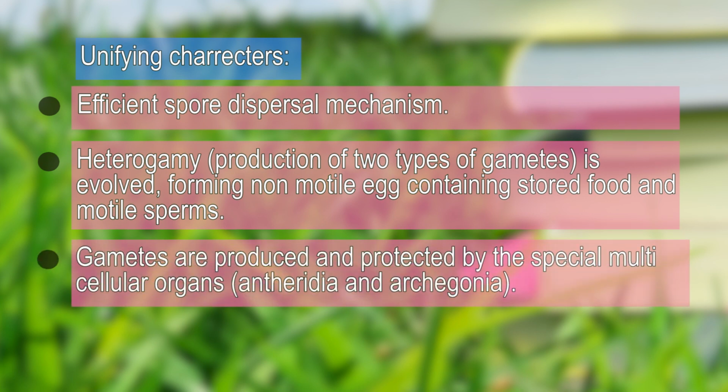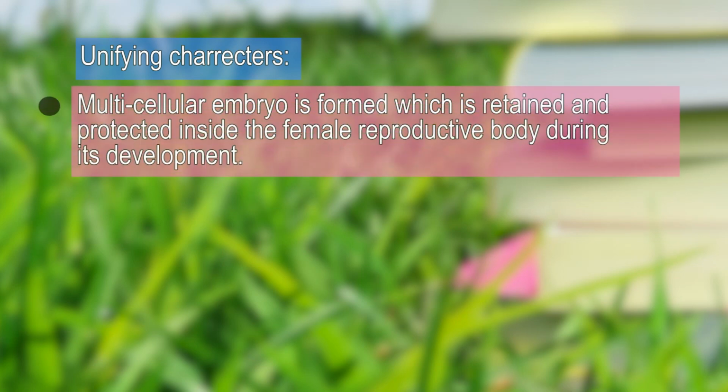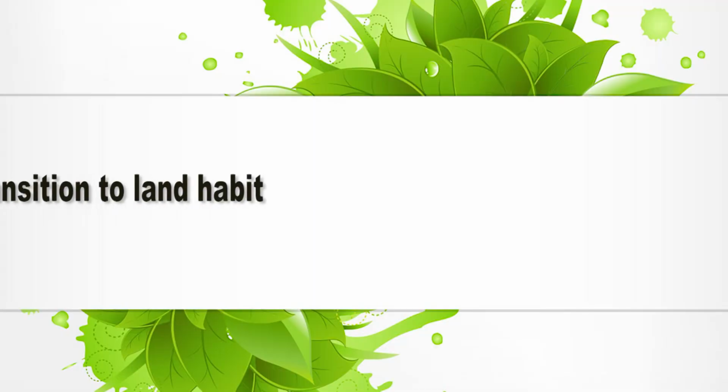Gametes are produced and protected by specialized structures called antheridia and archegonia. Multicellular embryos are formed which are retained and protected inside the female reproductive body during its development. So here we end with the general characters of the archegoniates.